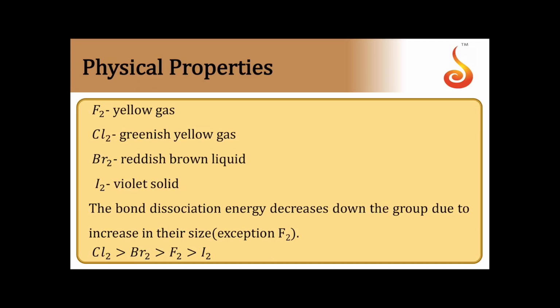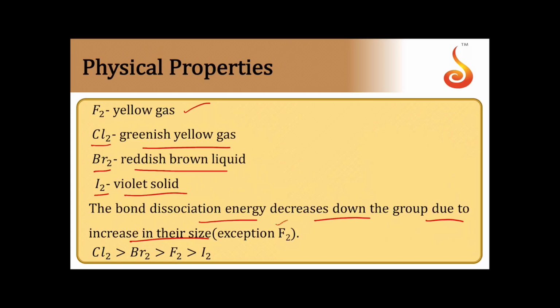Then coming towards physical properties, color: fluorine is a yellow colored gas, chlorine a greenish yellow gas, bromine a reddish brown liquid, iodine a violet solid. Iodine is a violet sublimating solid. The bond enthalpies decrease down the group due to increase of their size.